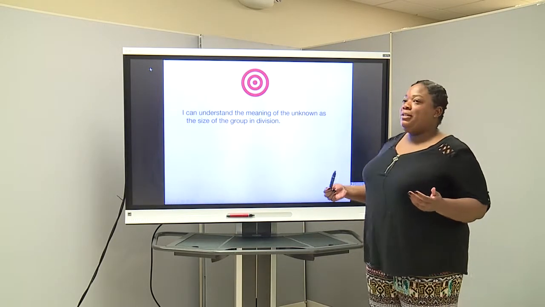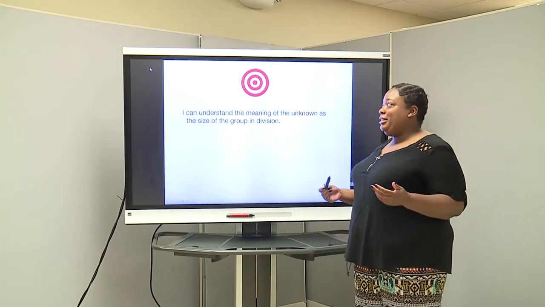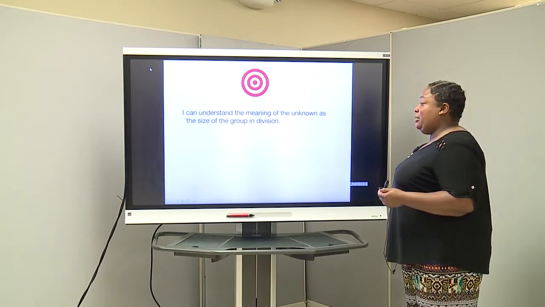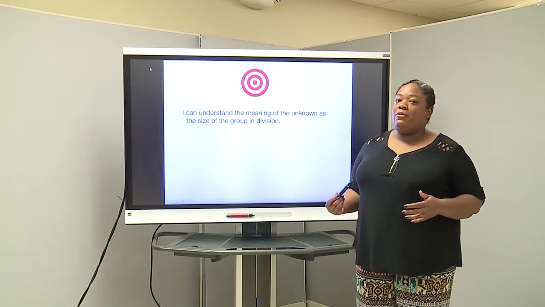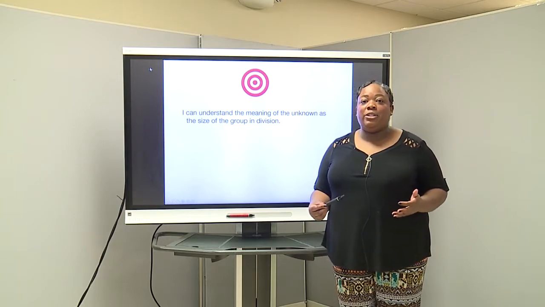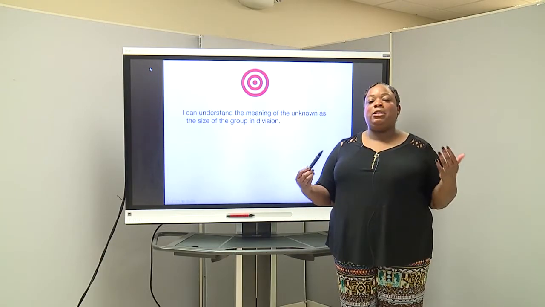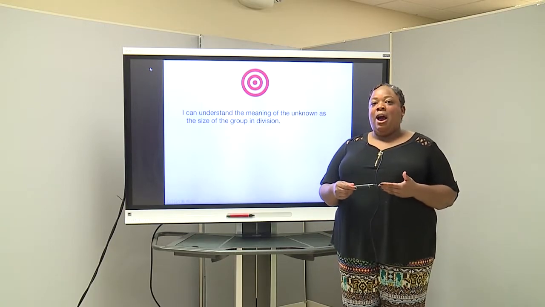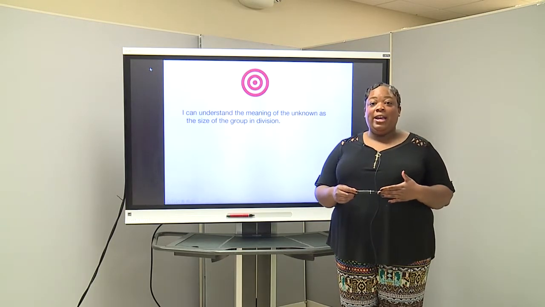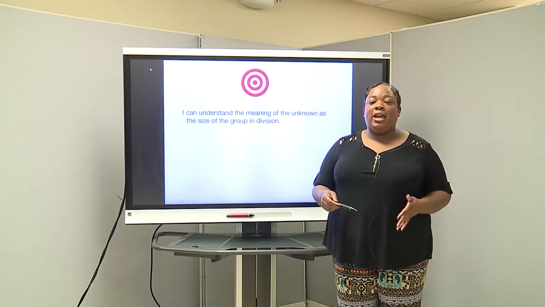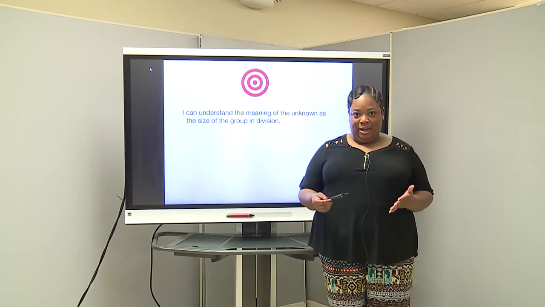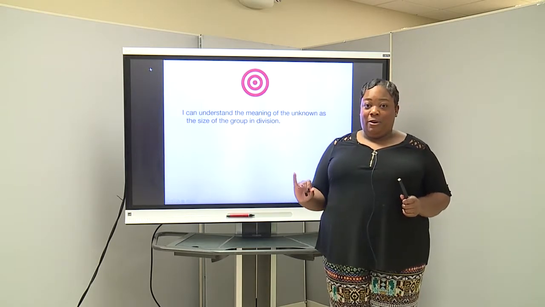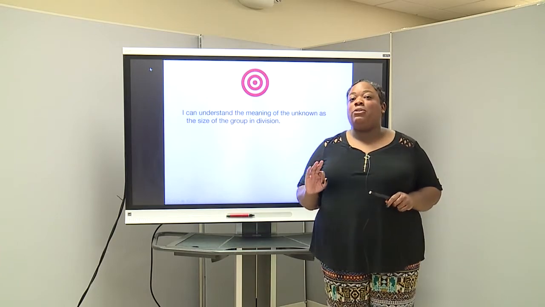So let's look at today's target or today's objective. It says that I can understand the meaning of the unknown as the size of the group in division. If you remember our first 3 lessons, boys and girls, they were basically on multiplication. I taught you the formula for multiplication, and we also used pictures and arrays to help us make multiplication sentences. The formula was the number of groups times the size of the group equals the total.